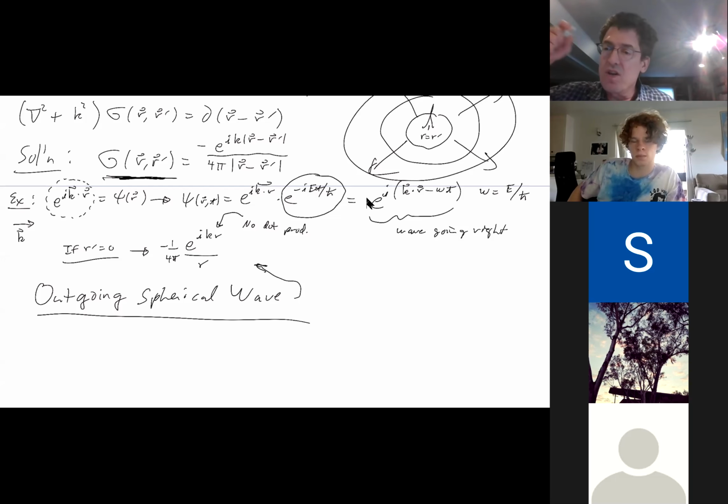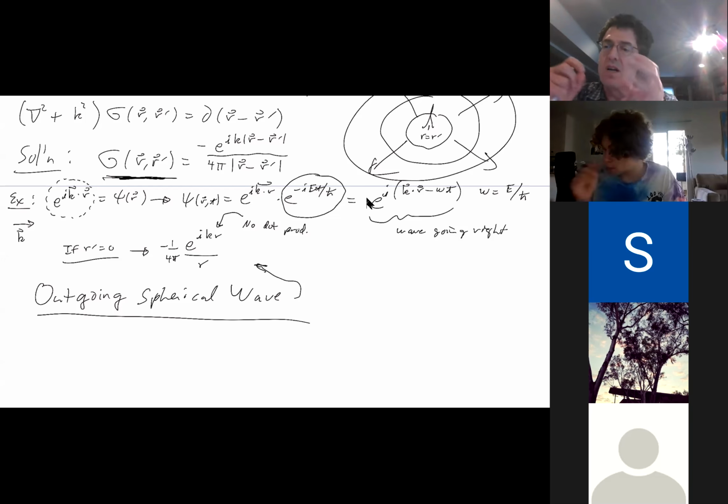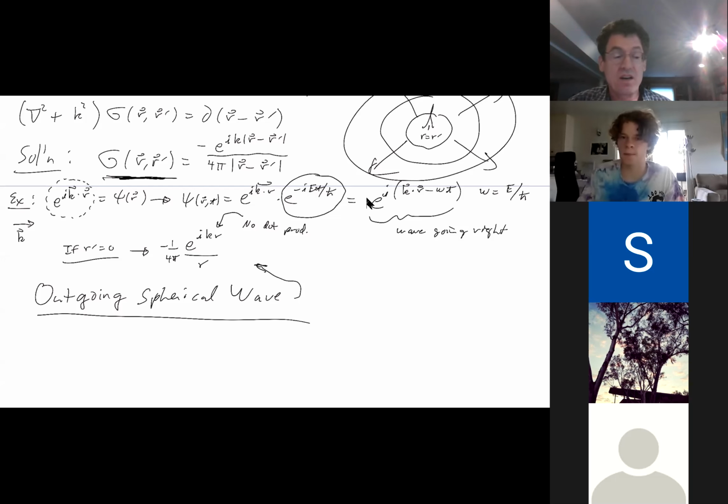If I throw a rock in the pond, it's water waves. If I have a chunk of steel and I hit it with a hammer, it's sound waves. But here in quantum mechanics, it's probability waves, or probability amplitude waves to be precise. But I just want you to see it's all the same kind of phenomena. In fact, they all solve the same equation. It's just the wave equation. So it's kind of cool.